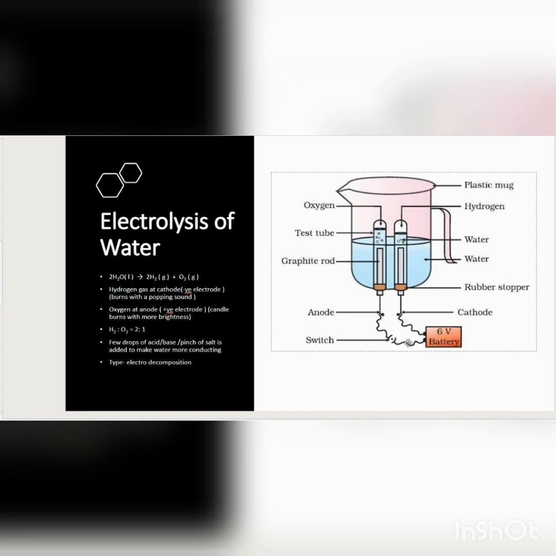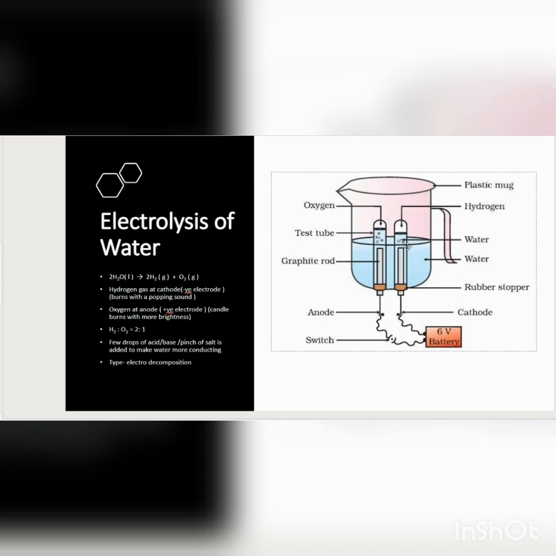Now, when you switch on the current, we will observe the release of bubbles, as you can see in the picture also, at both the electrodes, the anode as well as the cathode. At the anode, the gas released is oxygen, whereas at the cathode, the gas released is hydrogen. The oxygen is collected by the downward displacement of water at the anode, which is the positive electrode, and hydrogen gas is collected at the cathode, which is the negative electrode.